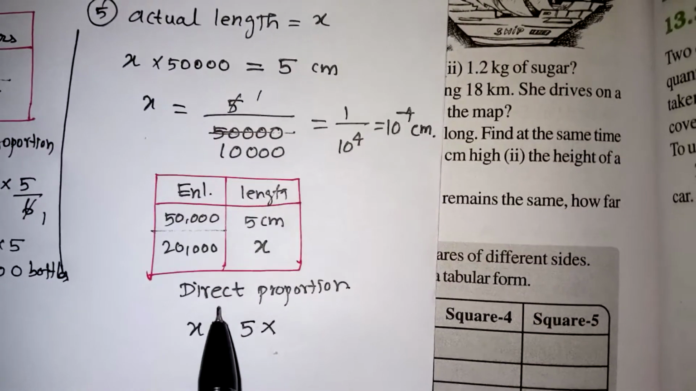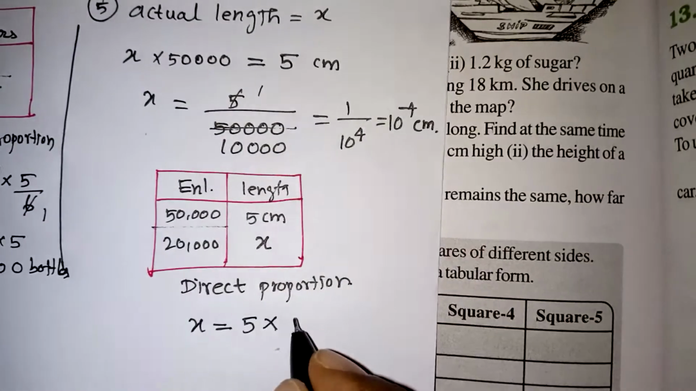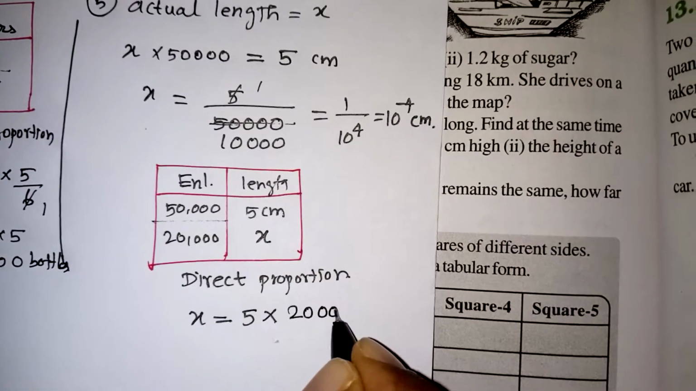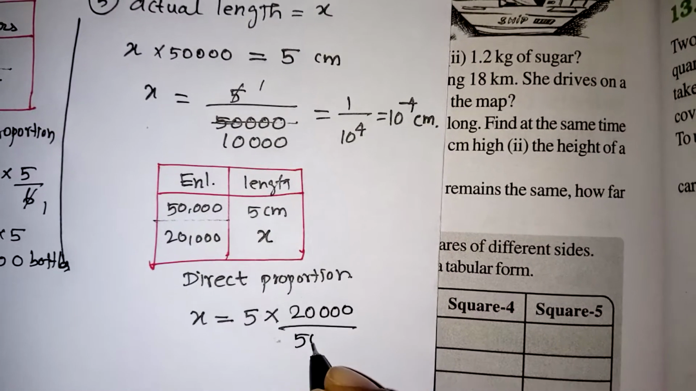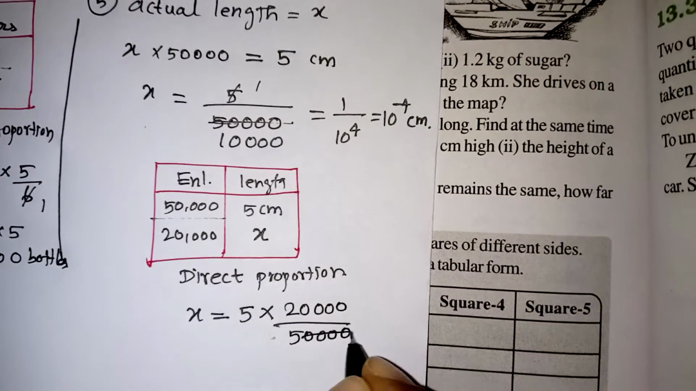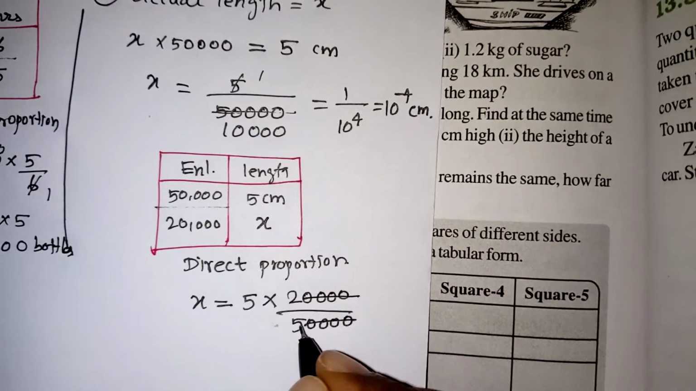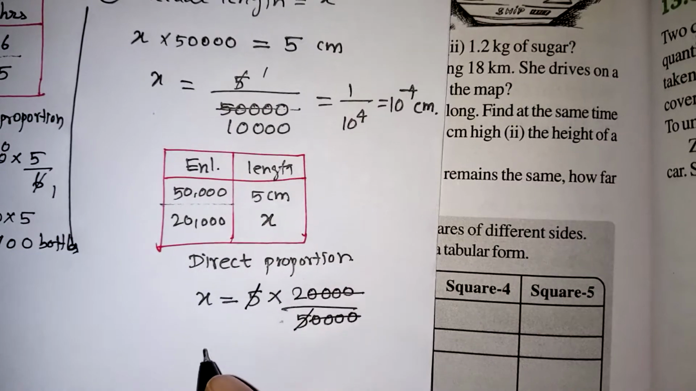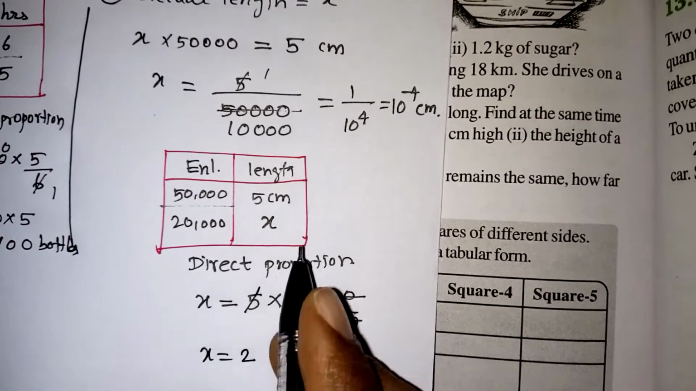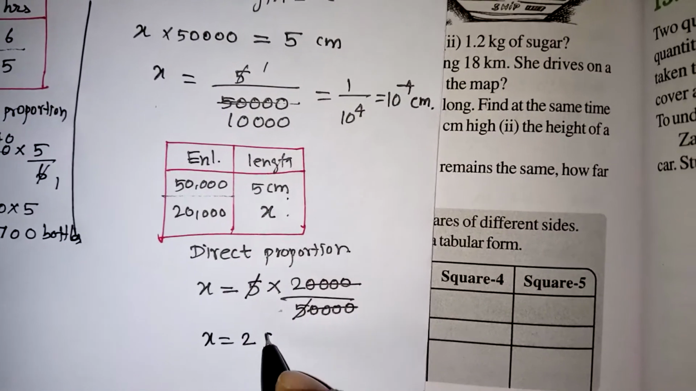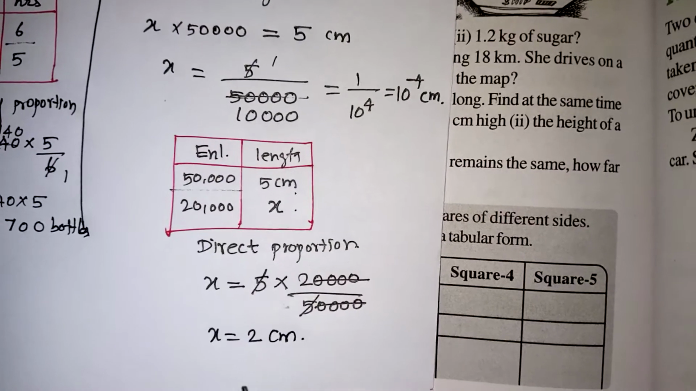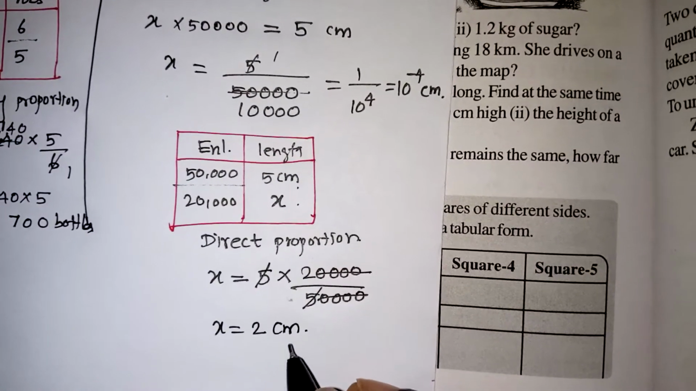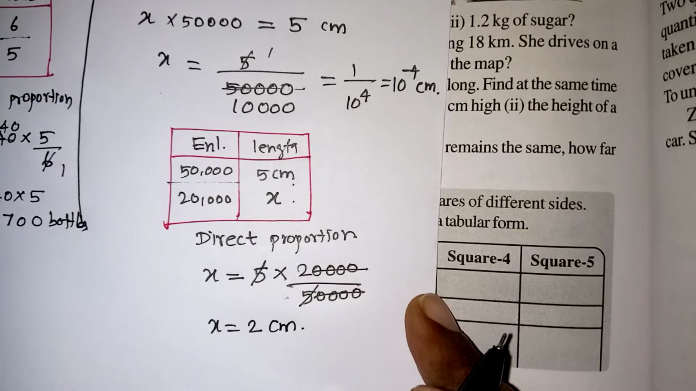Since it is a direct proportion, we have to take these two numbers reciprocally. So 20,000 should be taken in the numerator, 50,000 should be taken in the denominator. 4 zeros will get cancelled. 5 and 5 also will get cancelled. So X is equal to 2. Here the unit is centimeter, so this also will be centimeter only. So the bacteria will get 2 centimeter enlarged length. That is your correct answer, students.